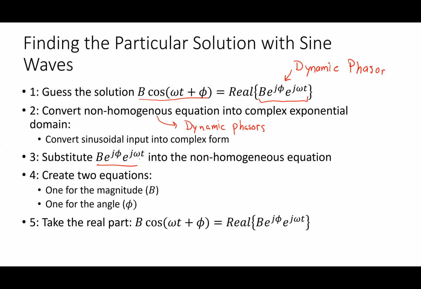I substitute in the dynamic phasor for my guess. That leaves me with two equations and two unknowns. Once I get those two equations and those two unknowns, I take the real part of that dynamic phasor and I'm done. Okay, it's a pretty straightforward process. Looks complicated, but it's pretty straightforward.